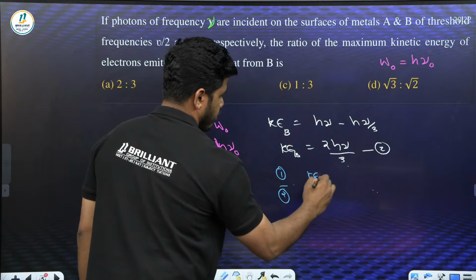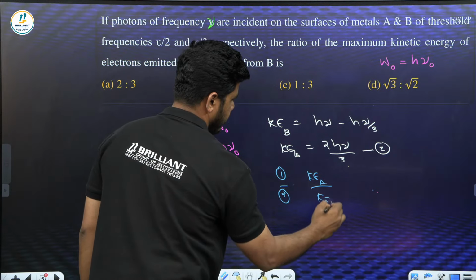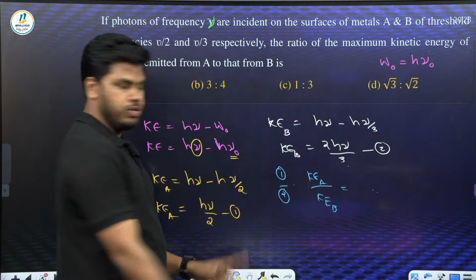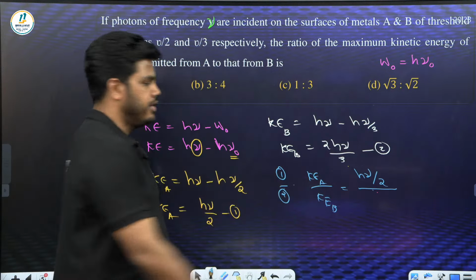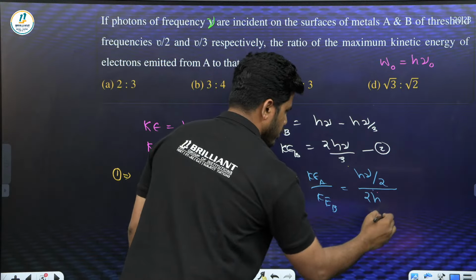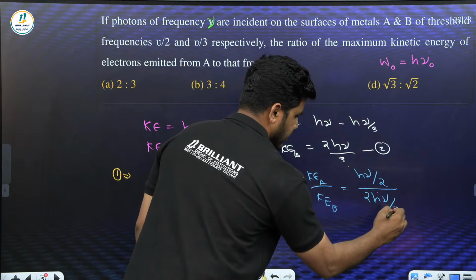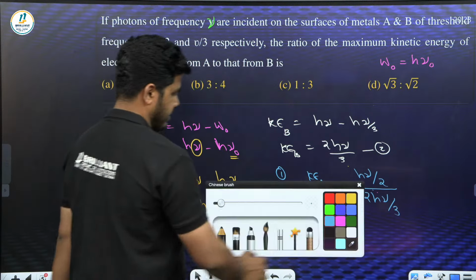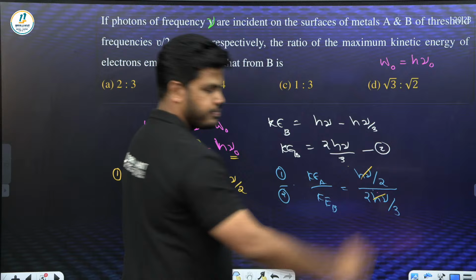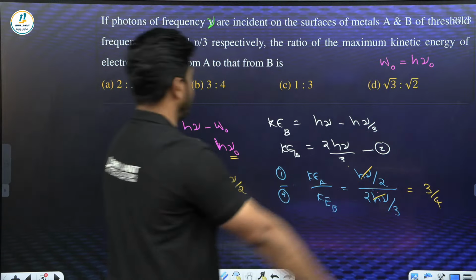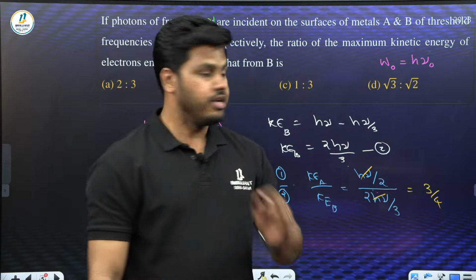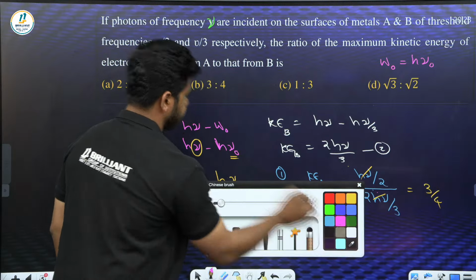So kinetic energy of A divided by kinetic energy of B is equal to h nu divided by 2, the whole divided by 2h nu divided by 3, correct? We can cancel that h nu from either side, right? And there will be 3 by 4. This is going to be just 3 by 4. So if you have an option 3:4, that is your correct answer, and that is option B, right?